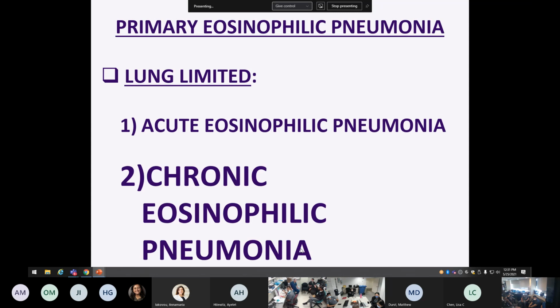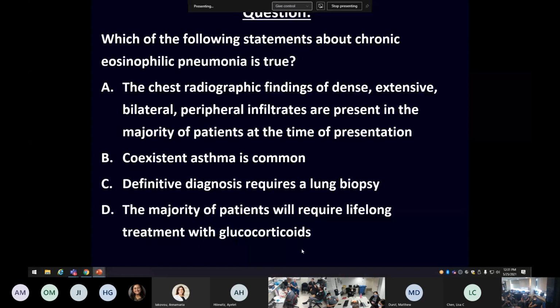The second one, if it's not acute, it's going to be chronic. So chronic eosinophilic pneumonia, we'll ask a quick question. Which of the following statements about chronic eosinophilic pneumonia is true? A, the chest radiograph findings of dense, extensive, bilateral, peripheral infiltrates are present in the majority of patients at the time of presentation. B, coexistent asthma is common. C, definitive diagnosis requires a lung biopsy. D, the majority of patients will require lifelong treatment with glucocorticoids.